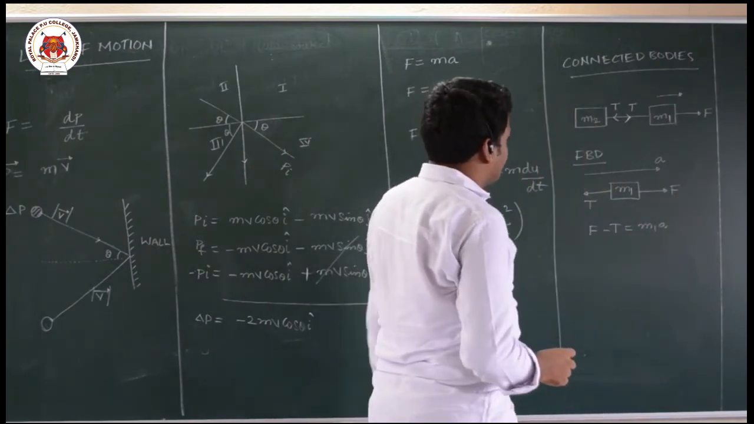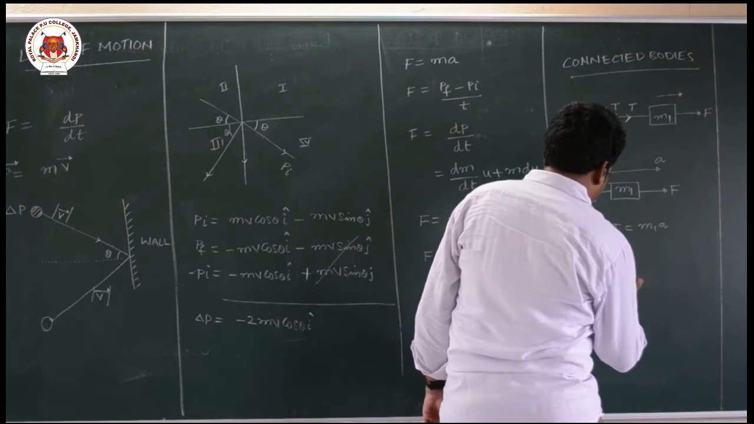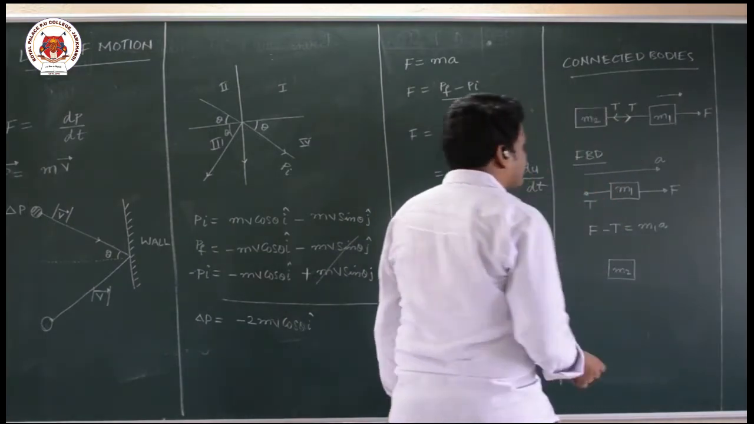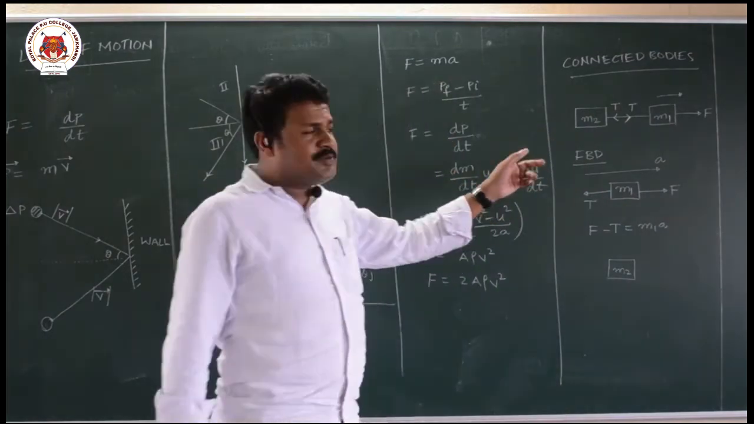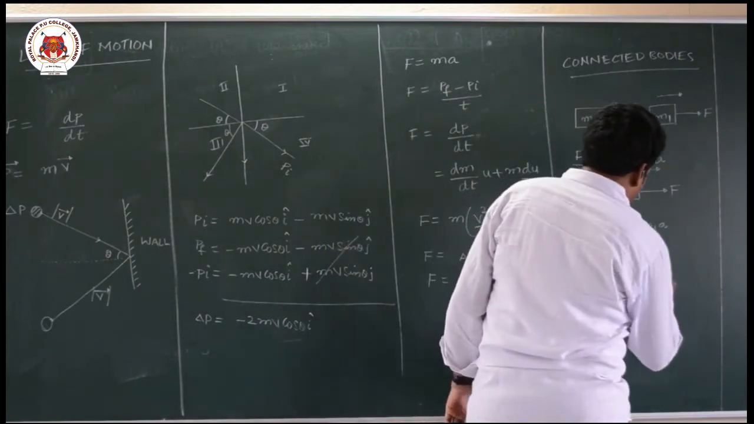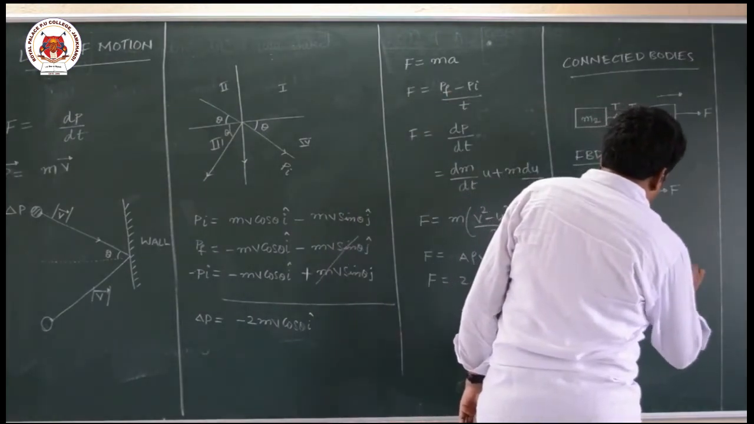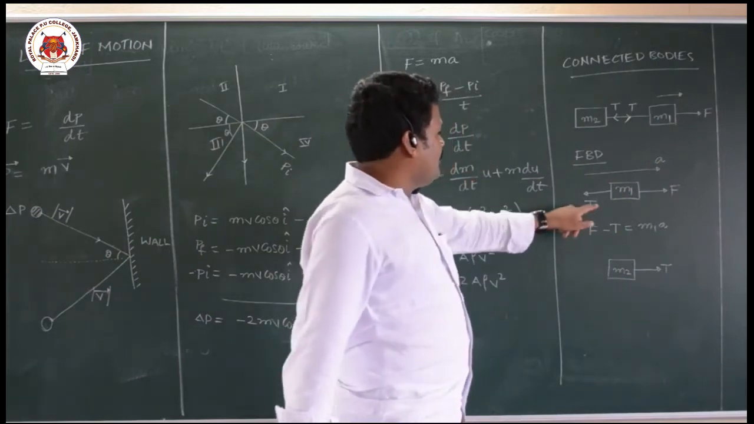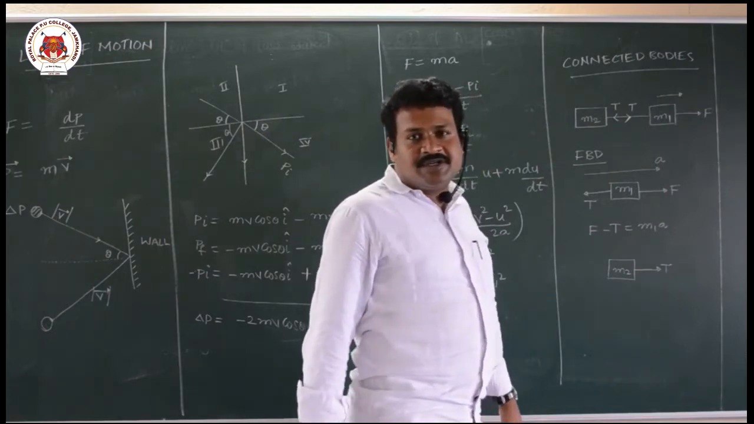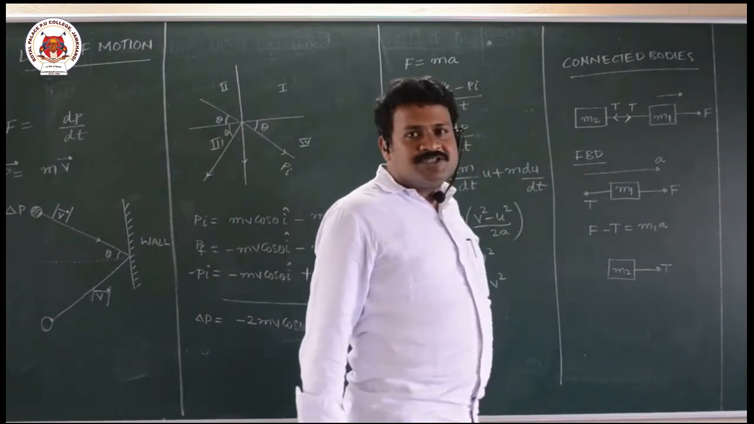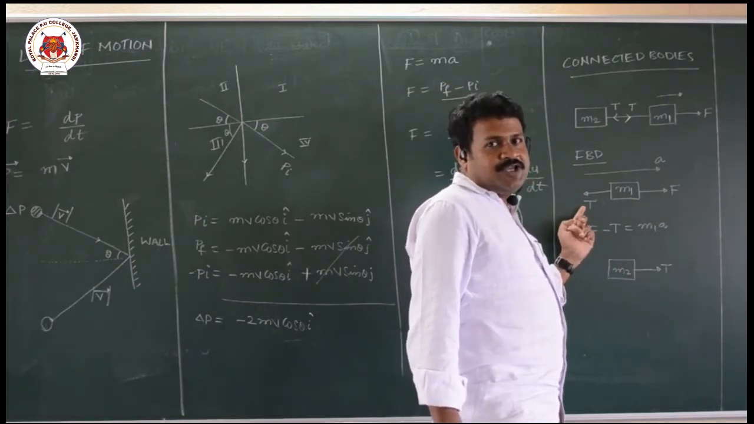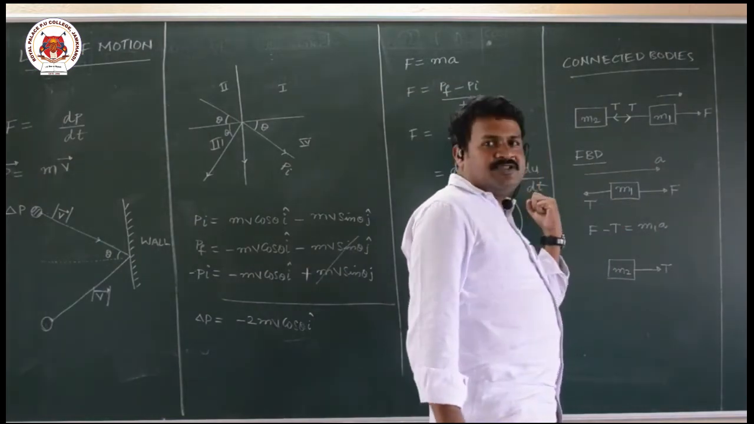Now just draw the free body diagram for m2. For m2, what are the forces acting? You can observe here, the force acting on m2 is tension acting towards the right side. Now here you will get the doubt. In the first case I took tension towards the left side, in the second case I am taking tension towards the right side. That is how you have to apply Newton's laws here. See here, this tension is the reaction force given by m2. m2 pulls m1 in this direction.